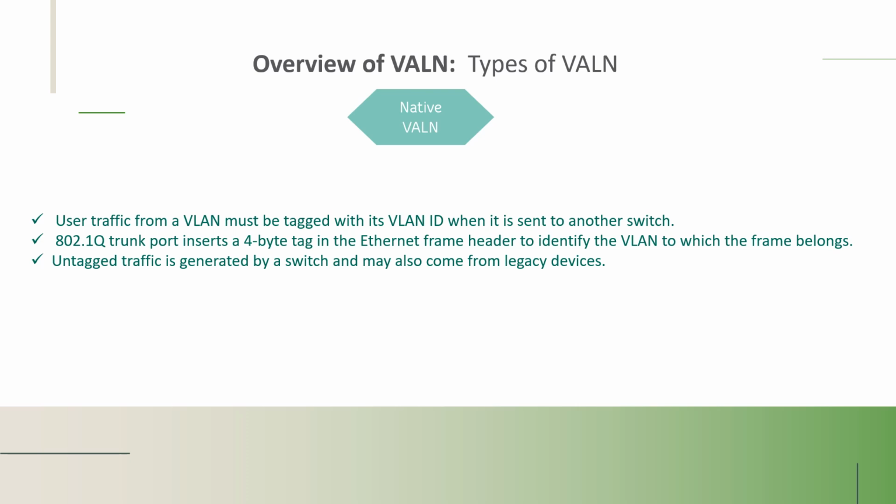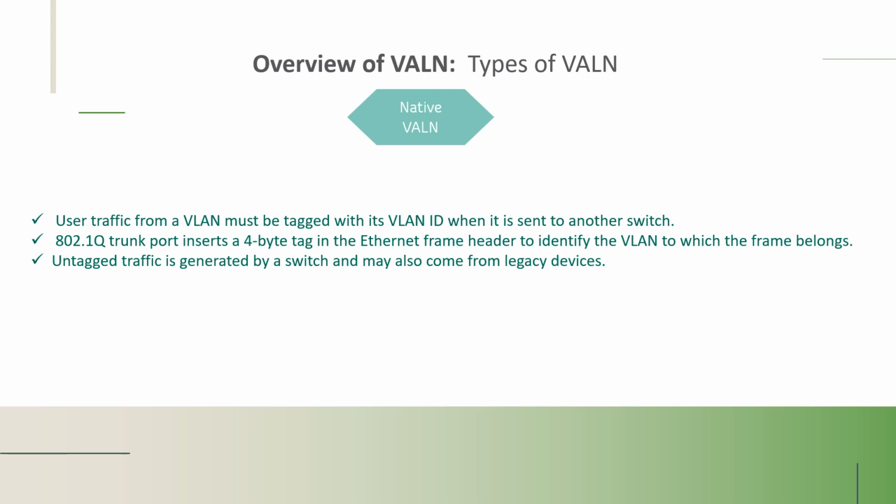Untagged traffic is generated by a switch and may also come from legacy devices. The 802.1Q trunk port places untagged traffic on the native VLAN. The native VLAN on a Cisco switch, as we mentioned, is VLAN 1. It is a best practice to configure the native VLAN as an unused VLAN, distinct from VLAN 1 and other VLANs. It is not unusual to dedicate a fixed VLAN to serve the role of the native VLAN for all trunk ports in the switch domain.